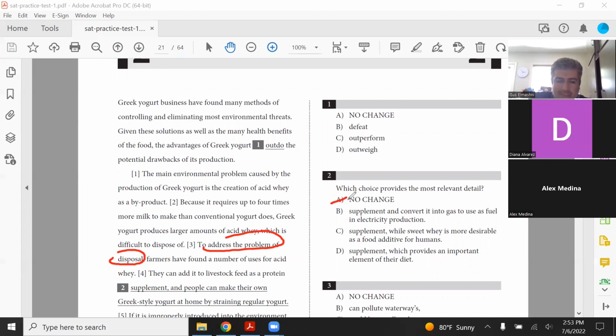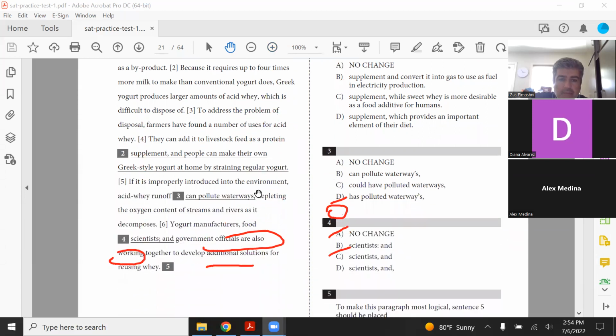That's not really relevant. Now B is interesting: as a protein supplement and convert it into gas to use as a fuel and electricity production. Hey, that's a way of making use of their waste, right? While sweet whey is more desirable as a food additive, that doesn't talk about how they dispose of it, which provides an important element. No. So you want something that talks about the number of uses of how they can address the problem of disposal. And that's why it's B. So you've got to pay attention to the context. You've got to look at what's happening elsewhere in the paragraph for those kinds of problems.